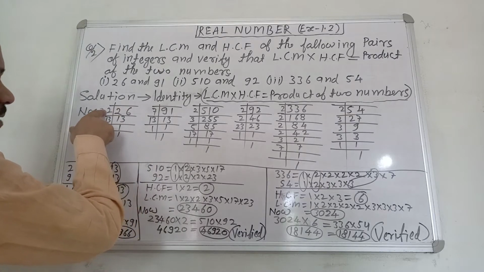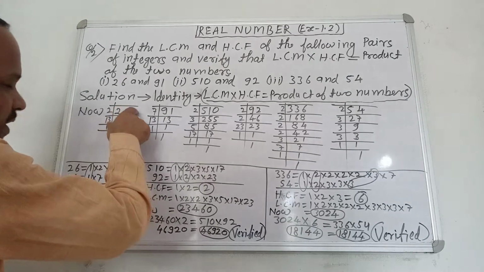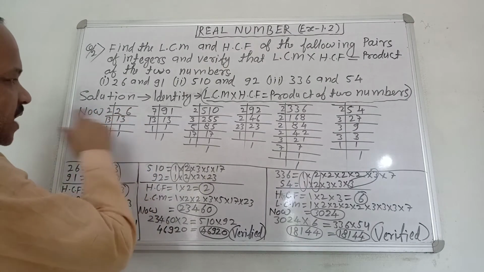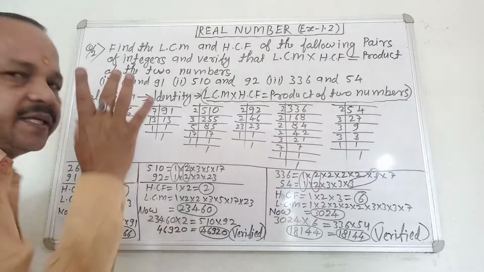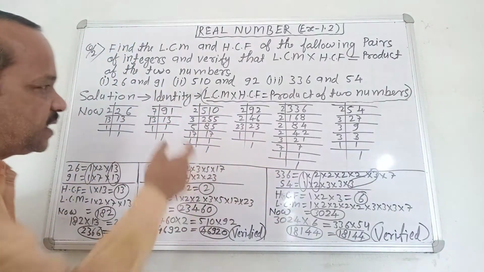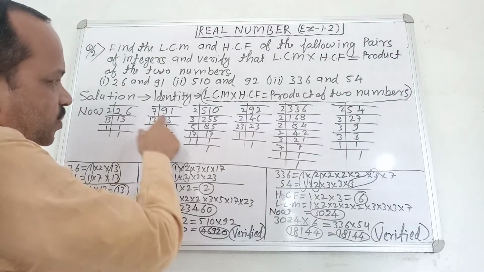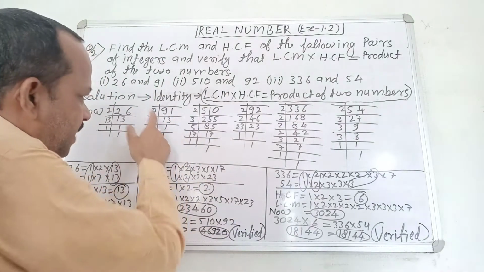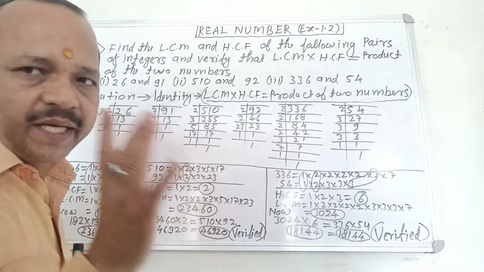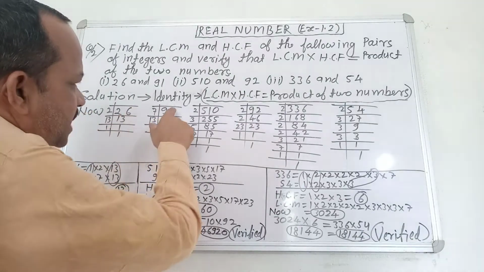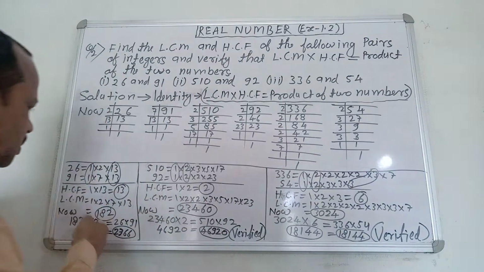Firstly you factorize 26. 26 divided by 2, you find 13. 13 divided by 13, you find 1. It is the factorization of 26. Now you factorize 91. 91 divided by 7, you find 13. 13 divided by 13, you find 1. It is the factorization of 91. Clear? Factorization of 26 and 91 is clear. No confusion. Very good.